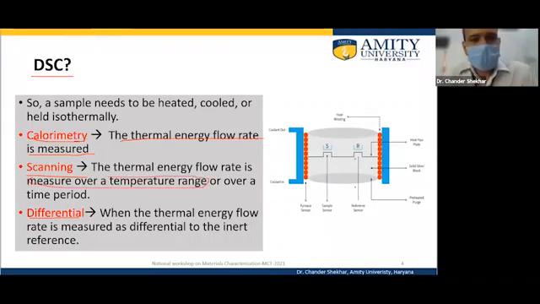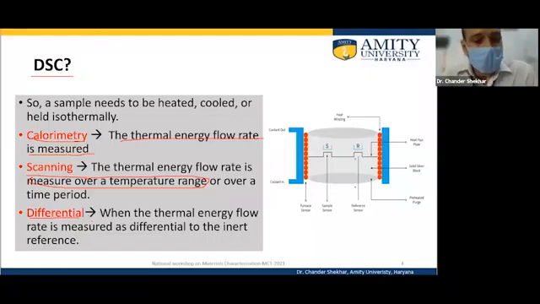Okay, so then we are basically scanning from, say, low temperature to high temperature, and during this temperature change, what is the change in the thermal energy flow rate? Okay, so that becomes the scanning calorimetry.